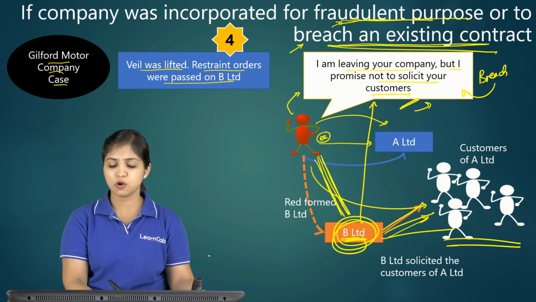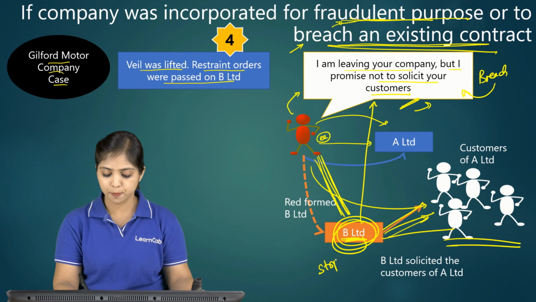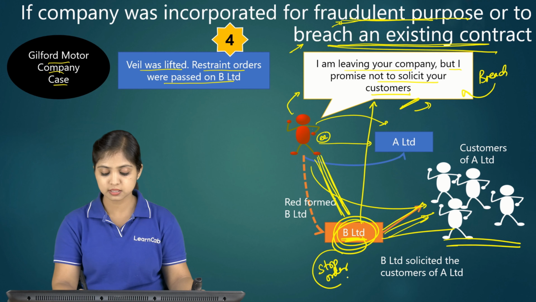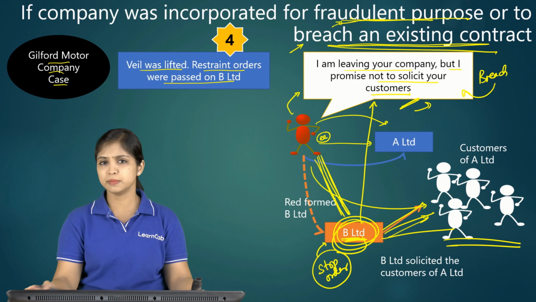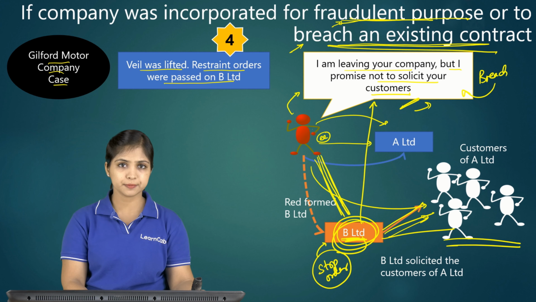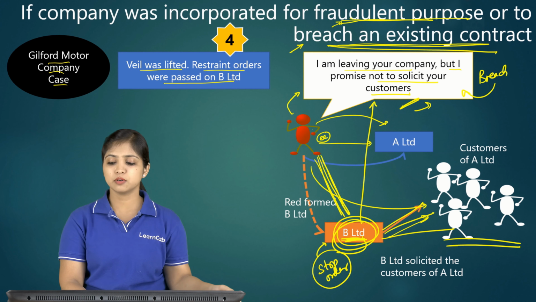Restraint orders were passed on B Limited. What do you mean by restraint orders? Restraint orders is nothing but a stop order. An injunction order was passed asking B Limited to stop dealing with customers of A Limited. Alright, so we've learnt about 4 situations.